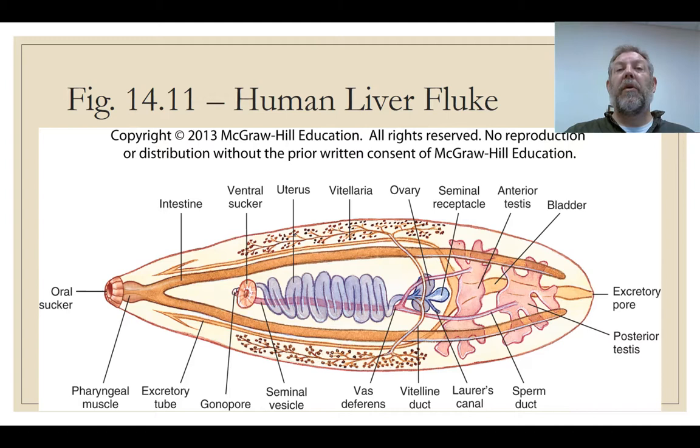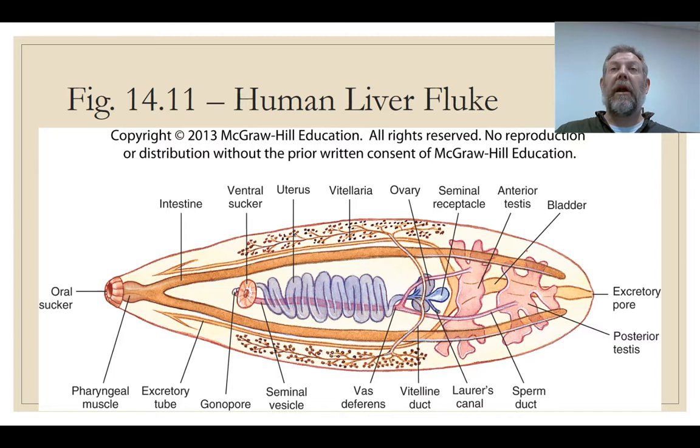So here's a figure from your book, just showing you the general anatomy of a human liver fluke. What I want to do is just draw your attention to the similarities between this and those planarians we looked at in the last lecture. They're both flatworms, right? So they're flat. They've got a lot of surface area so they can exchange gases across their surface. But you see more complicated organ systems here. You see reproductive systems. You see a nervous system in this one. It looks like nerves there. You've got a digestive system. So there's a little bit more complexity, but it's very similar to their relatives, which are the planarians.